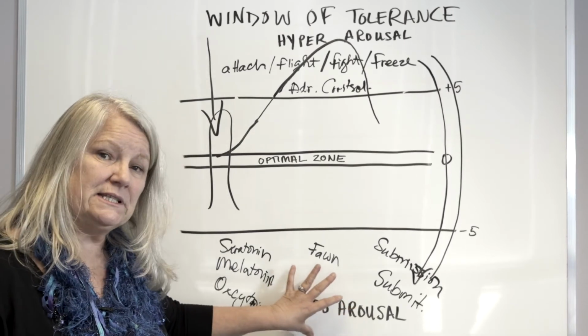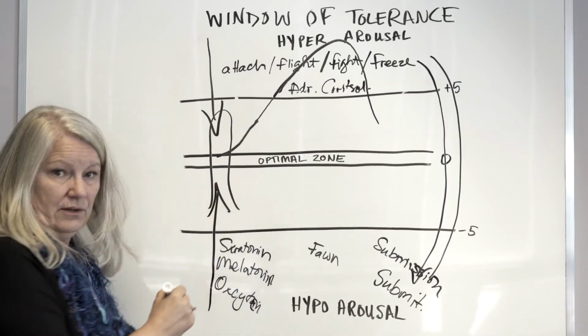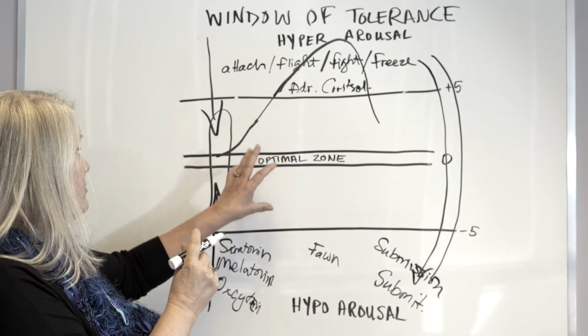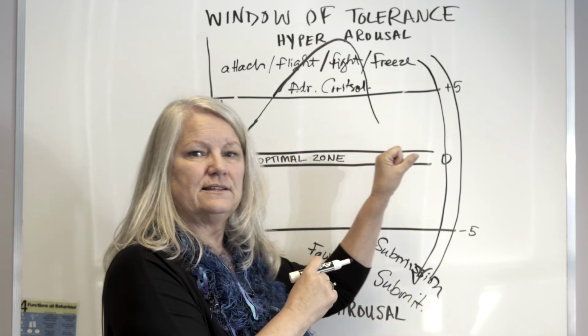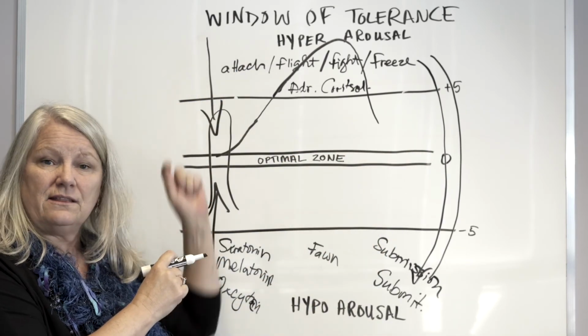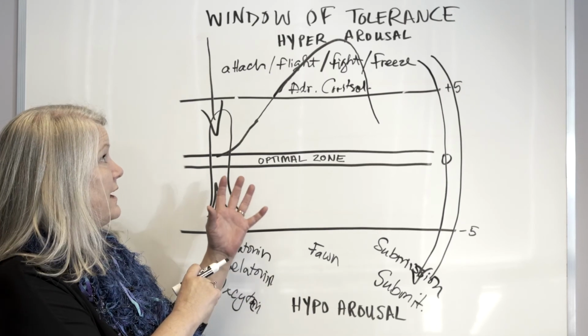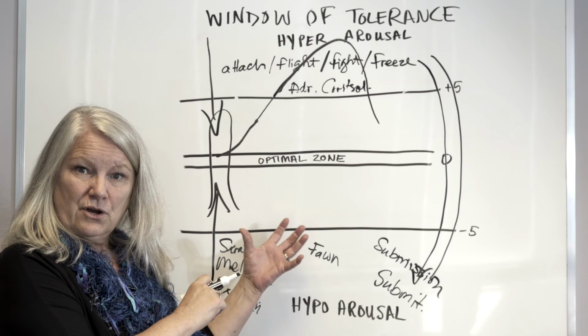So when someone's in hypoarousal, we want to help them to upregulate. So at Energy Tap, what we do is we help you to learn skills to be able to navigate these two places within your central nervous system. So that's a snippet of the window of tolerance.